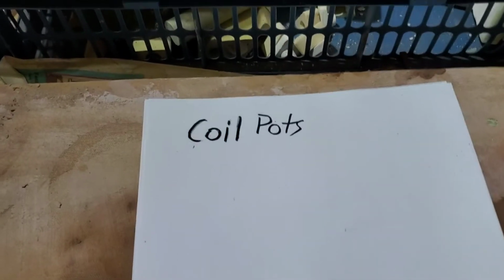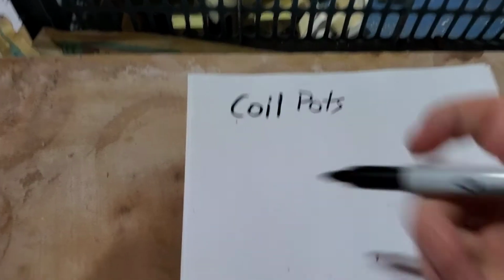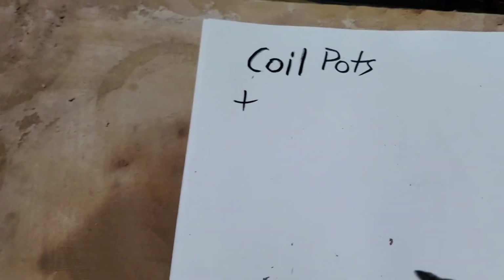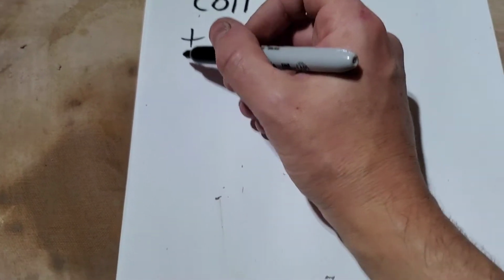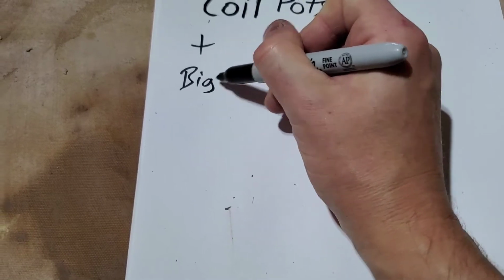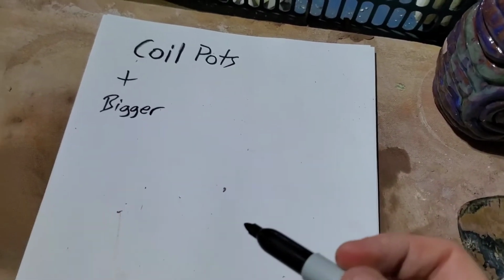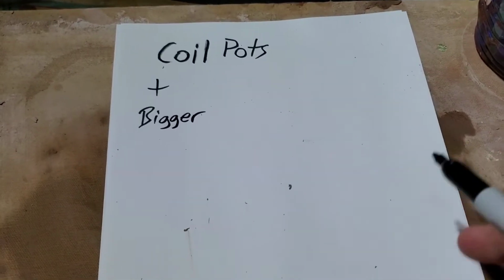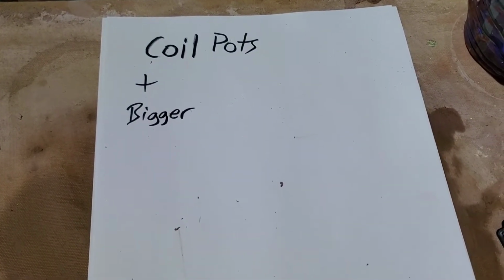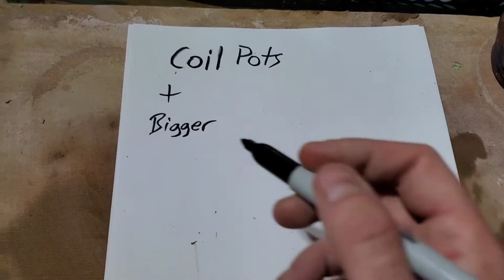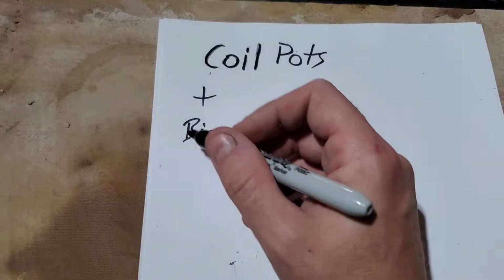All right, today we're going to be doing some coil pots. Coil pots have some advantages over pinch pots in that you can make them much bigger. However, we're somewhat limited in the size that we're doing this year because we're using the plastic bags to keep our clay from getting contaminated. So this is less of an issue on this one.